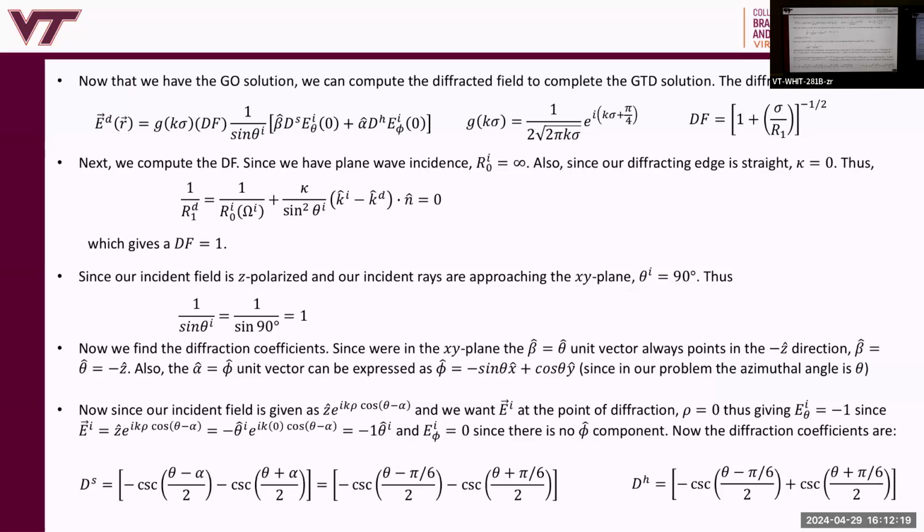Now that we have the geometrical optics solution, we can compute the diffracted field to complete the GTD solution. So here's the formula for our diffracted electric field. There are a few things we need to calculate. This is known. All we need to know for that is sigma, which is the length of the ray from the diffraction point to the observation point, all right? The divergence factor we have to calculate. To calculate that, we have to calculate the radii of curvature for the diffracted wavefront. And we remember that there's only one radius of curvature for the diffracted wavefront, right? One of them is what?